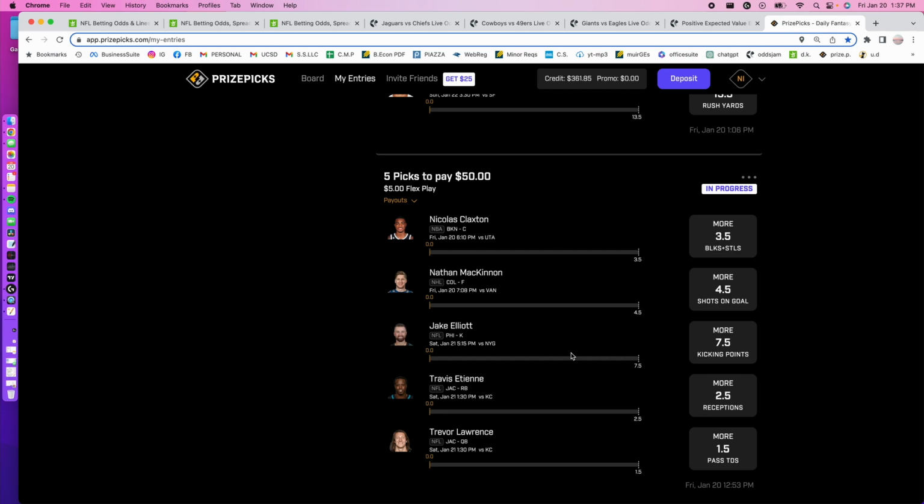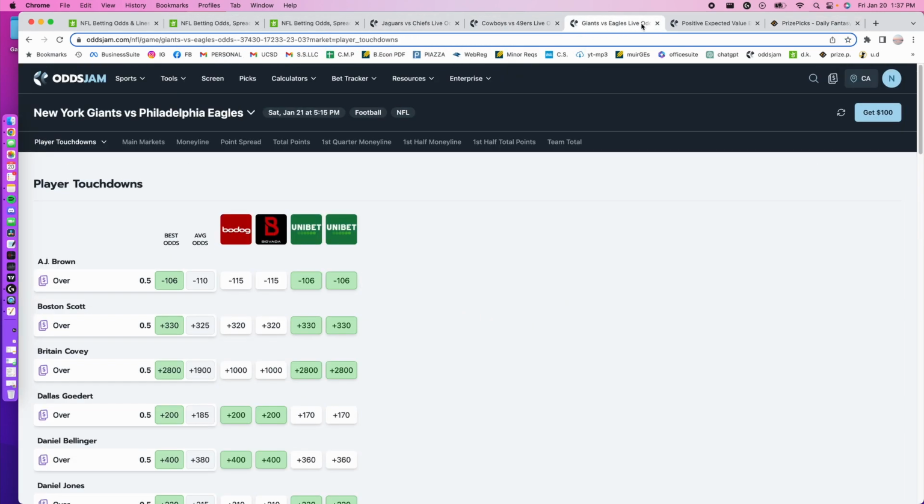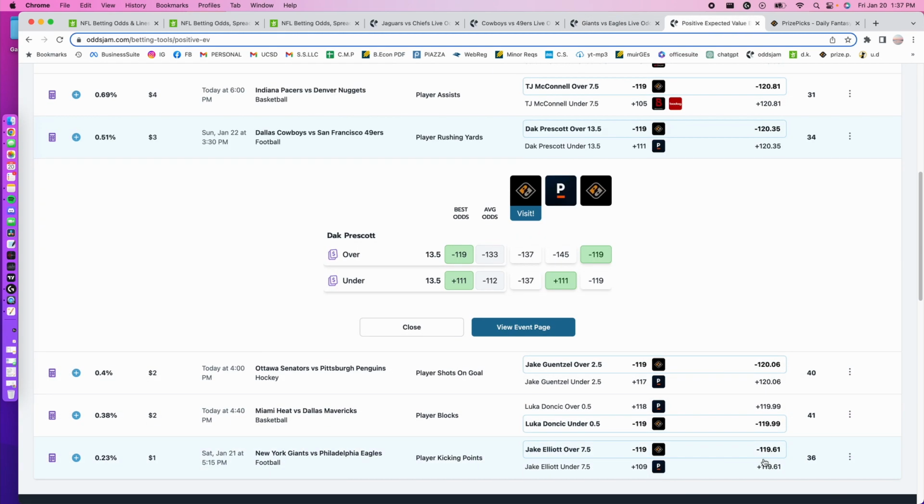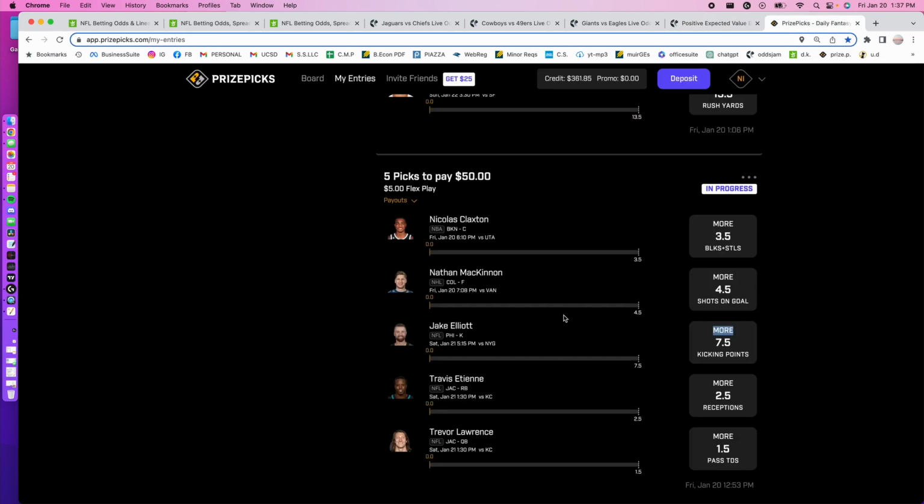Oh yeah, here's the Jake Elliott pick from the positive EV tool. Where's the positive EV tool? Jake Elliott over. Right, this is barely favored. This is 0.23% positive EV. But I'm going to just go through my picks.